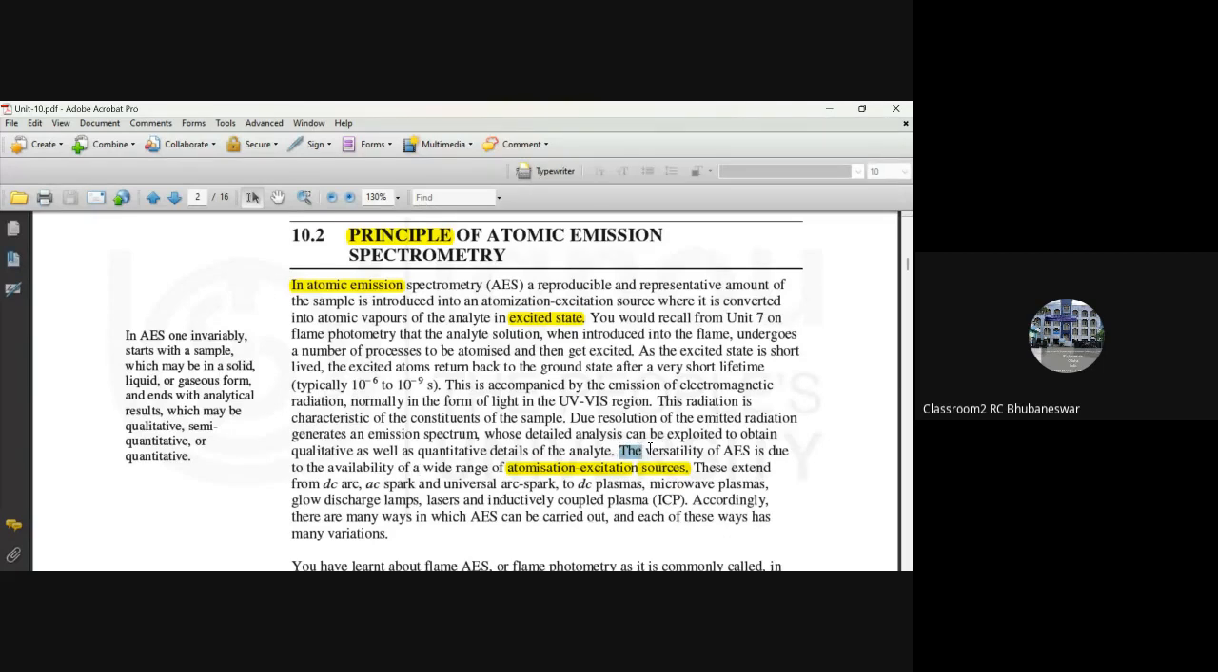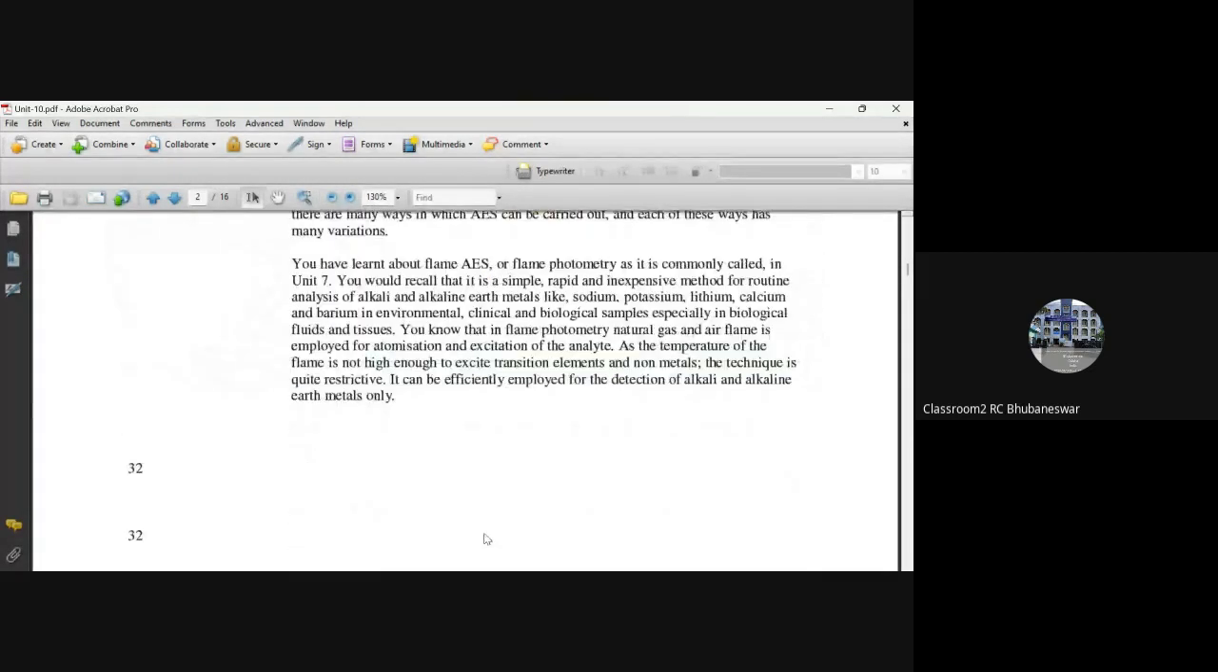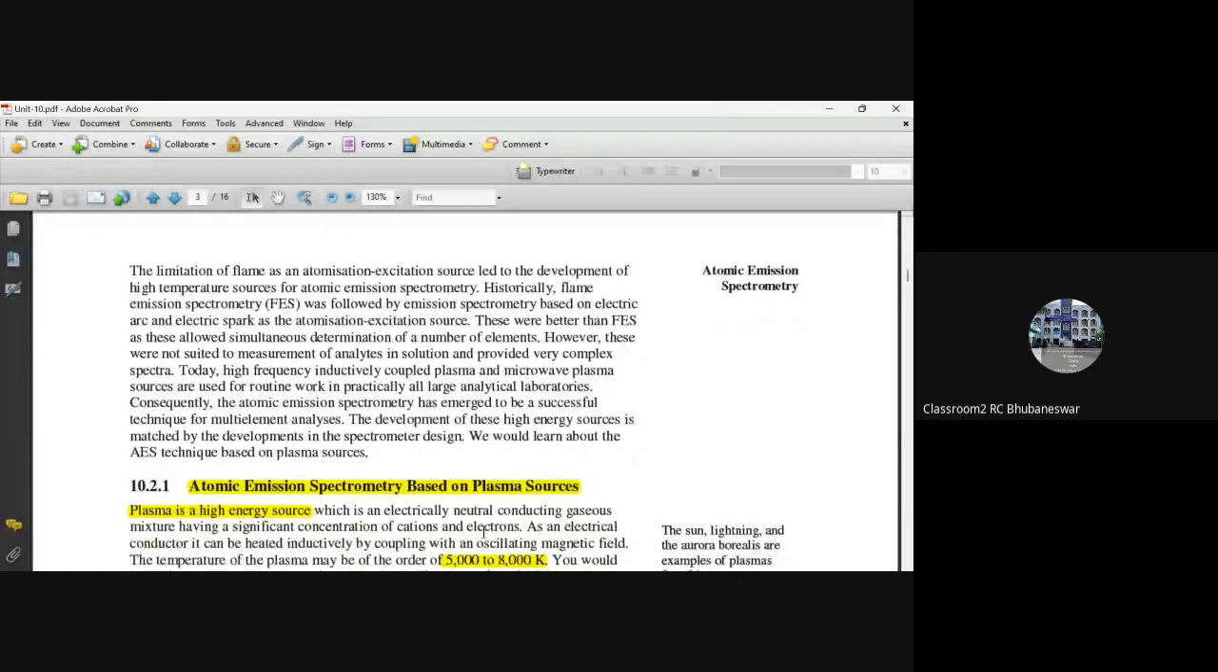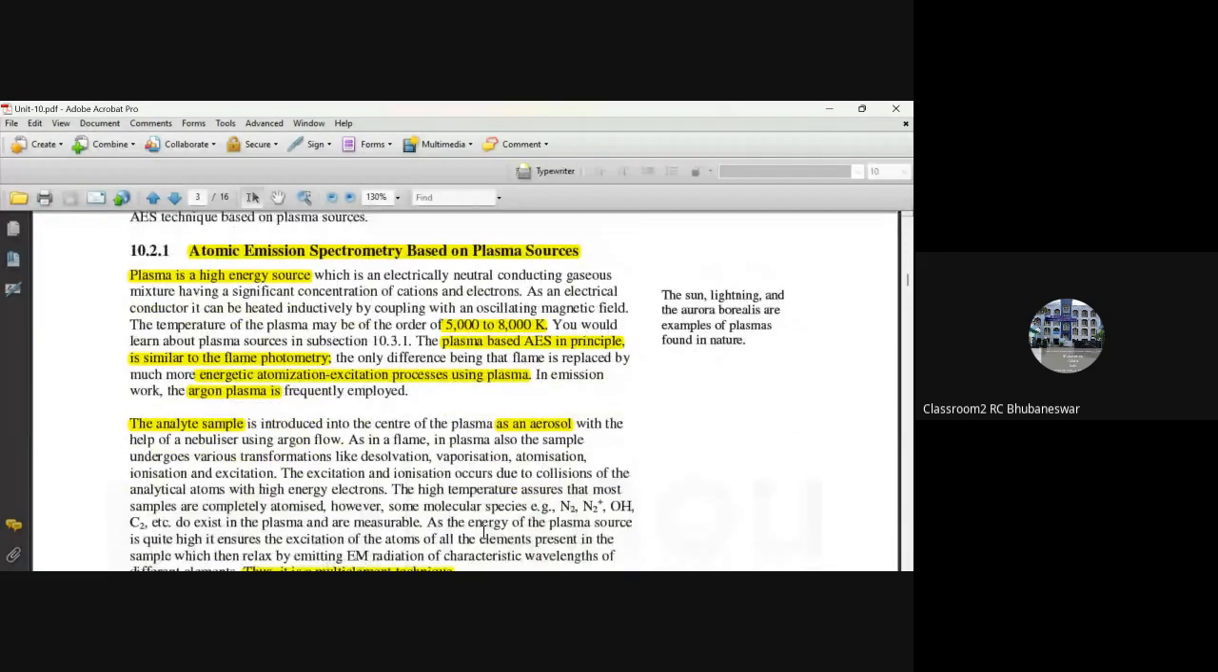So the versatility of this AES is due to the availability of a wide range of atomization and excitation sources. So various sources are available. That is why these are very effective methods to study. Okay, so the atomic emission spectrometry based on plasma sources.